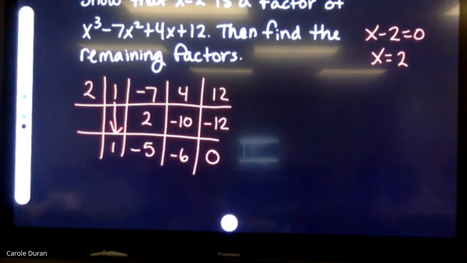Reese, did you get this? Yes. So what does it mean since I got a remainder of 0? That x minus 2 is a factor, right? What do I still have to do then per my instructions? What do I have to do to finish this problem?